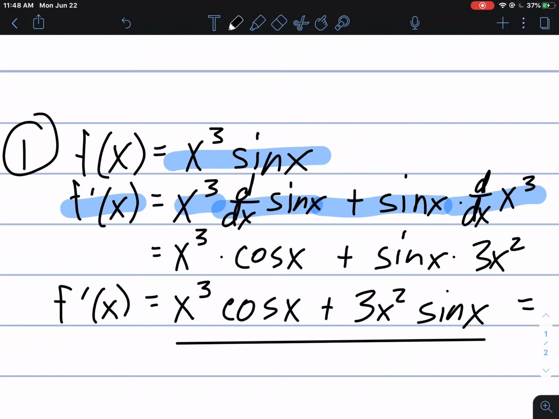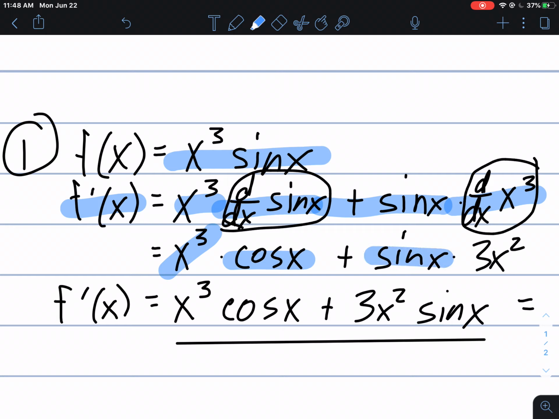And then we go in and find each of those derivatives, derivative of sine, derivative of x cubed, and I rewrite. So then I've got x cubed times that derivative of sine, which we just said is cosine, plus sine times the derivative of x cubed, which is 3x squared. So we go in and find each of those individual derivatives. Now once I'm done with that, the derivative is finished. And the rest of it, anything you do from this point forward, is just rewriting.